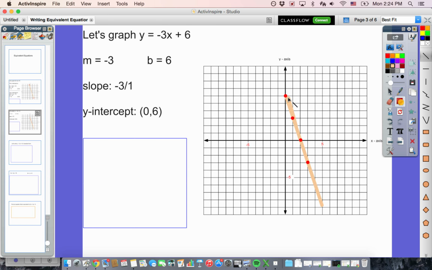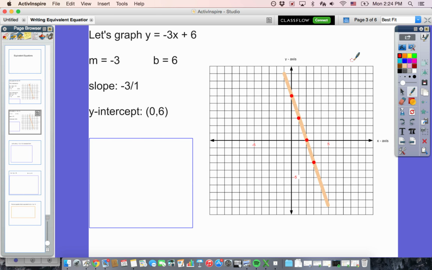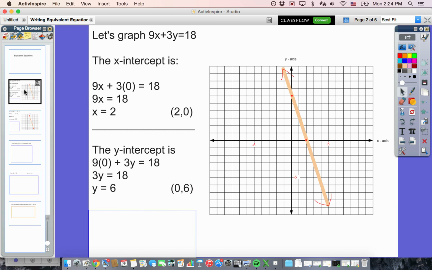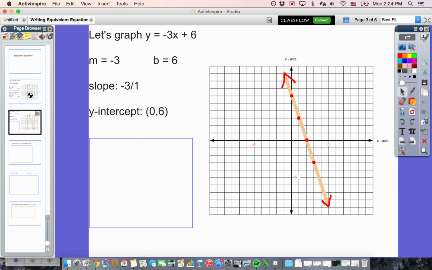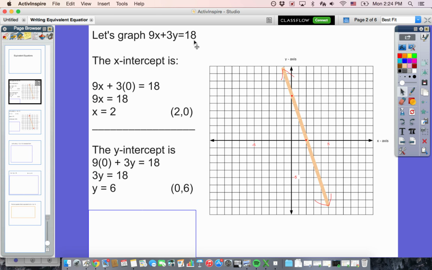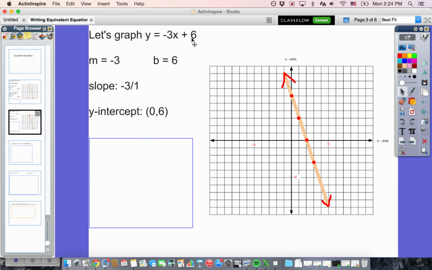And then we have our arrows. Okay, so let's take a look at these two graphs and their equations. If we flip back and forth, we notice that the two lines are exactly the same. The first equation, let's remind ourselves, is 9x plus 3y equals 18, and the second equation is y equals negative 3x plus 6.